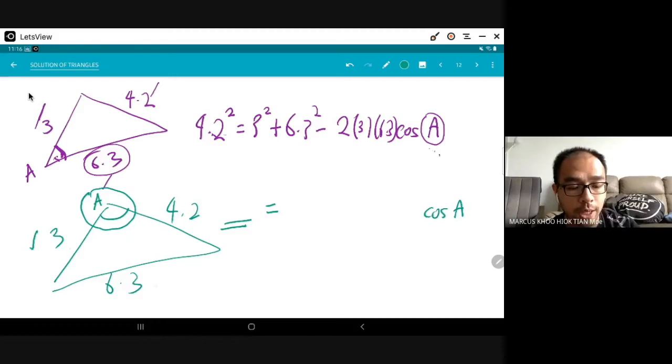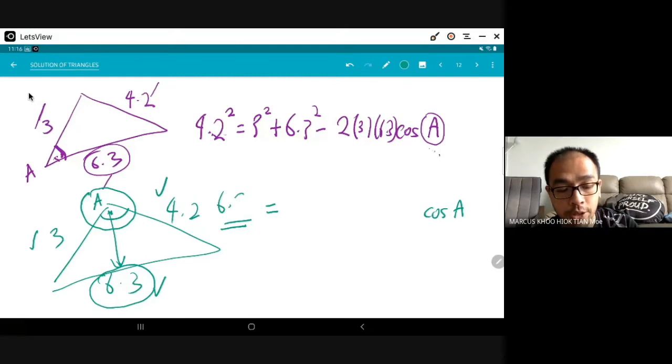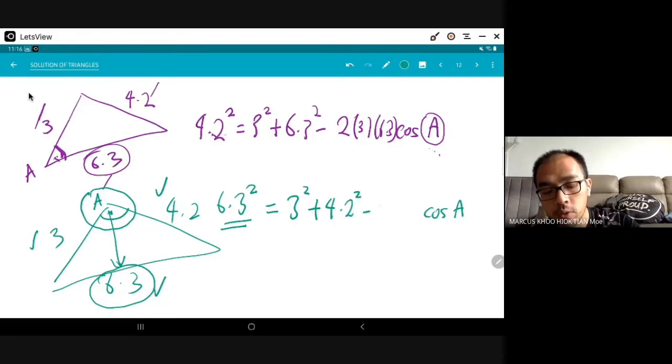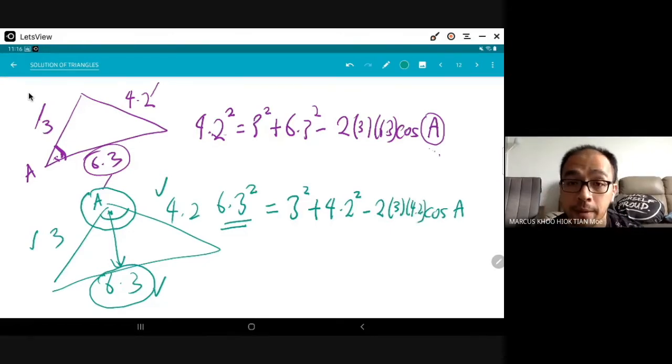Which side should I use as my starting point? We look at the angle. What is the opposite? It is 6.3. So we write here 6.3 squared. And then we put the rest in. 6.3 squared equals 3 squared plus 4.2 squared minus 2 times 3 times 4.2 cos A.